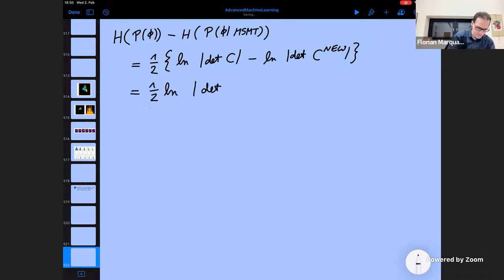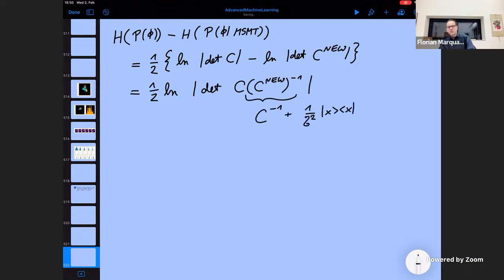logarithm of the determinant of C times the inverse of the new one. But we know the inverse of the new one. We just had this. This is C to the -1 and then this one. And now things simplify because C is multiplied by C to the -1. And so I could leave away the magnitude sign, because the correlation matrix is positive. And so I would just have the determinant of 1 plus 1 over sigma squared C times this funny matrix. So that's what I need.